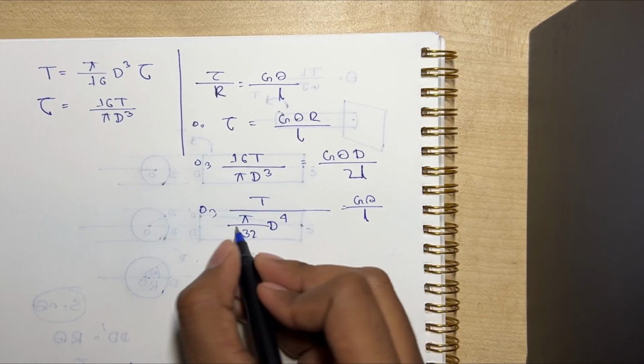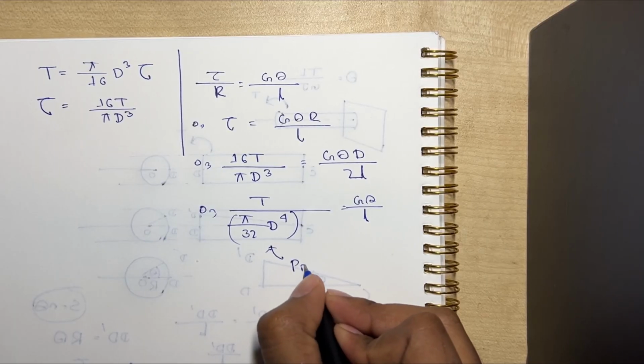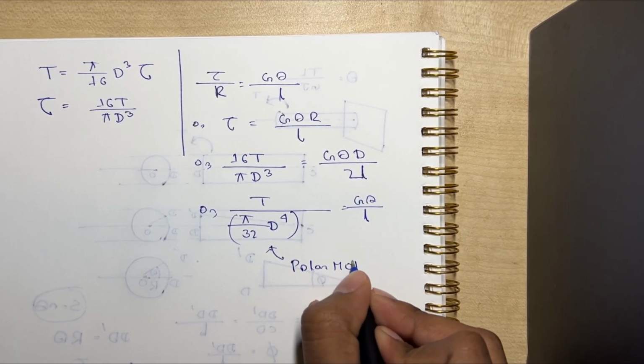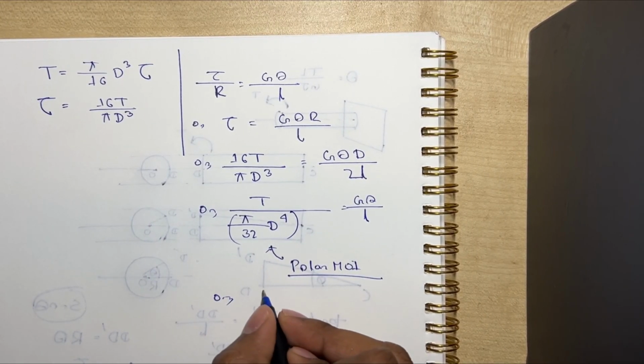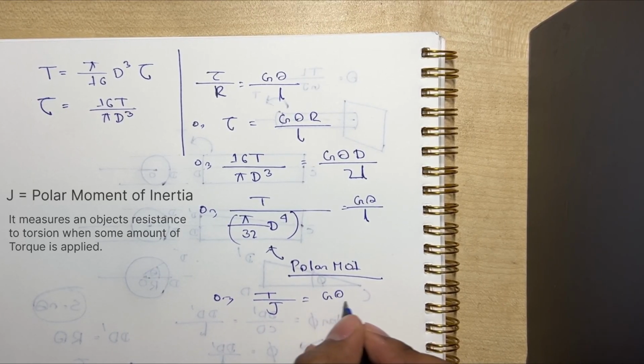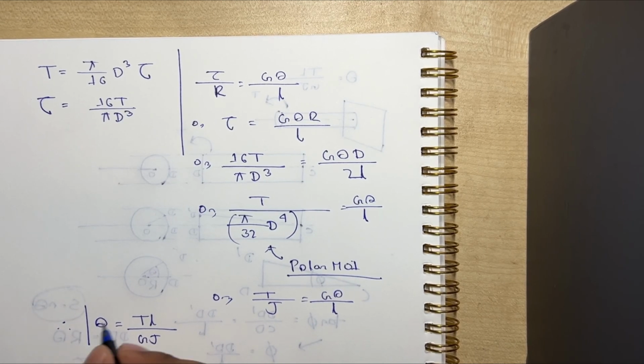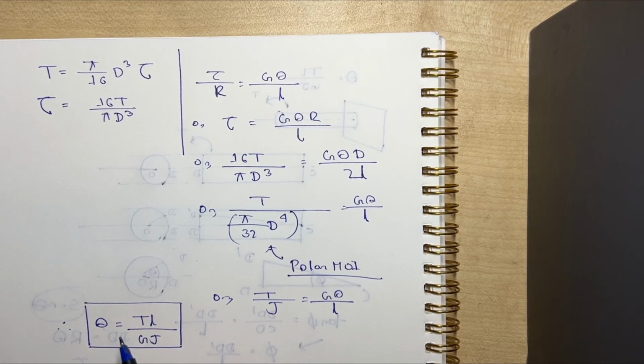Now what is this? This thing is polar MOI. T by J equals g theta by L. So we can finally write theta equals TL by gJ. This is the equation of the angle of twist which we use for design of shafts, design of circular shafts for various applications.